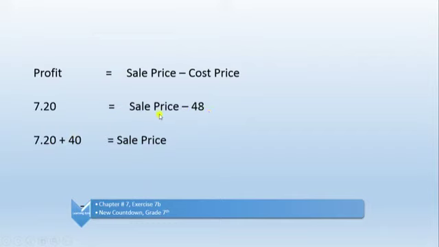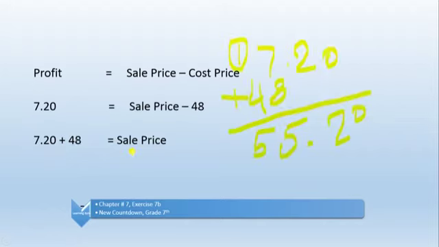When we shift 48 from the right hand side to the left hand side, it will be added with 7.20. So let's see how to add these both values. After adding these both values, now we have sale price 55.20 rupees.